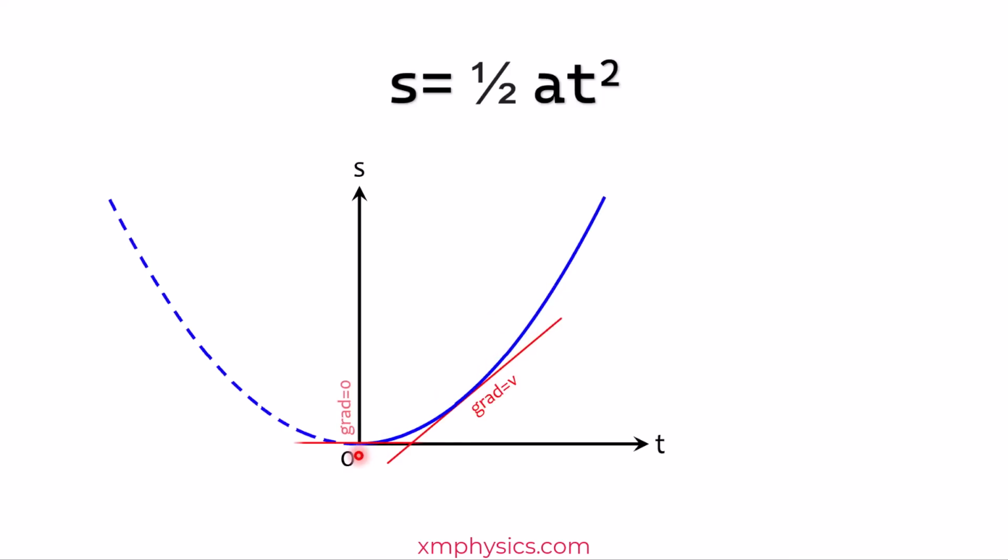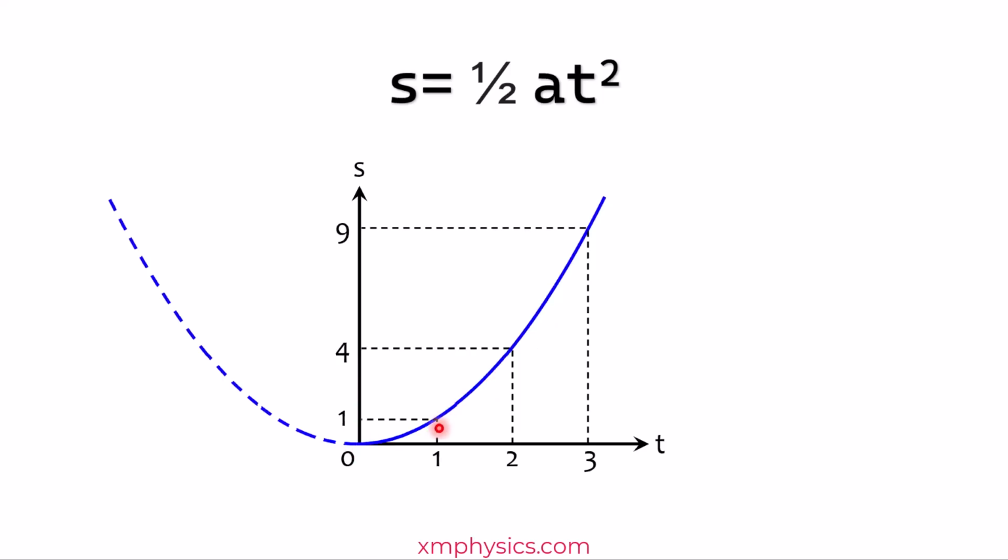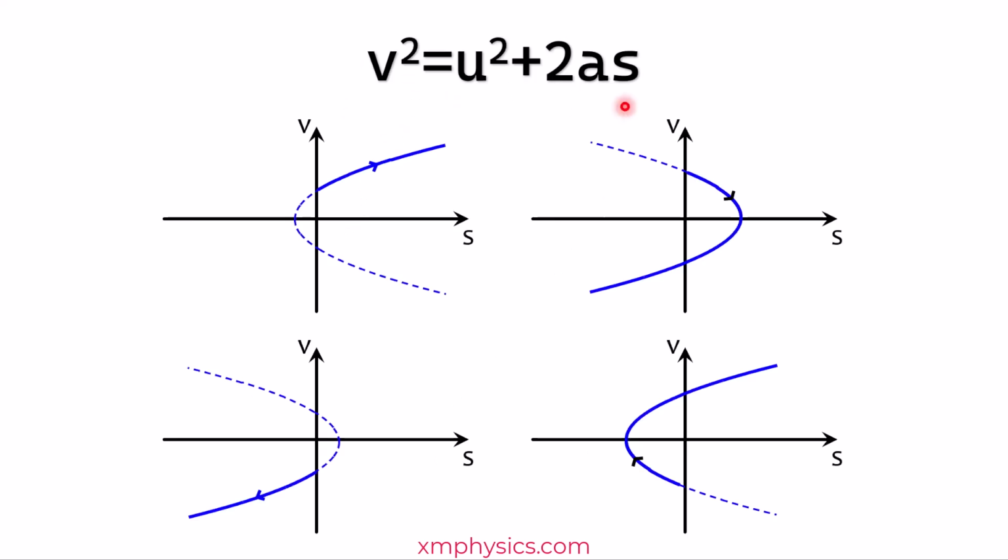But because U is 0, the graph has to start with a flat gradient, because you started out with an initial speed of 0. If you look at the displacement at equal time intervals, you see the square numbers progression, 1, 4, 9, 16, 25, and so on. Okay, what about the VS graph?